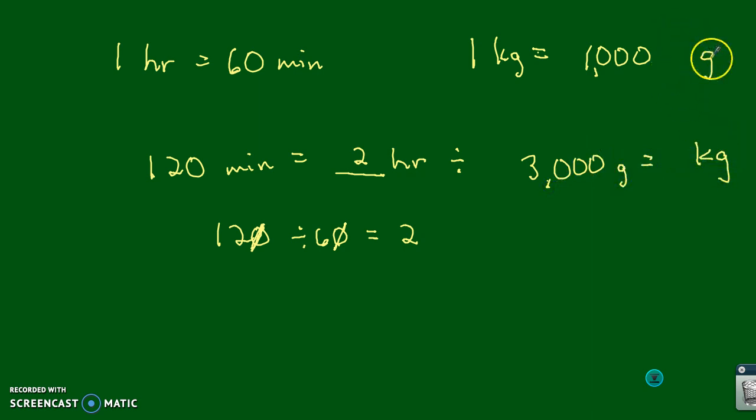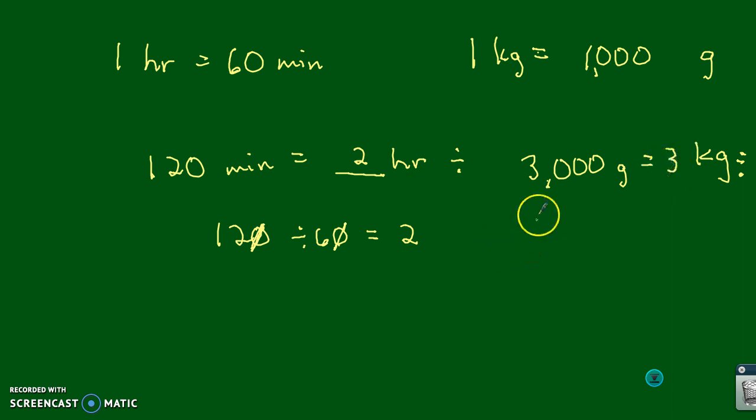Well, when we go from grams to kilograms, the number gets smaller, so we have to divide. Run out of space here. So we're going to take our starting point, 3,000, divided by 1,000, and that's going to be the same thing as 3 kilograms. Then let's do one more here.